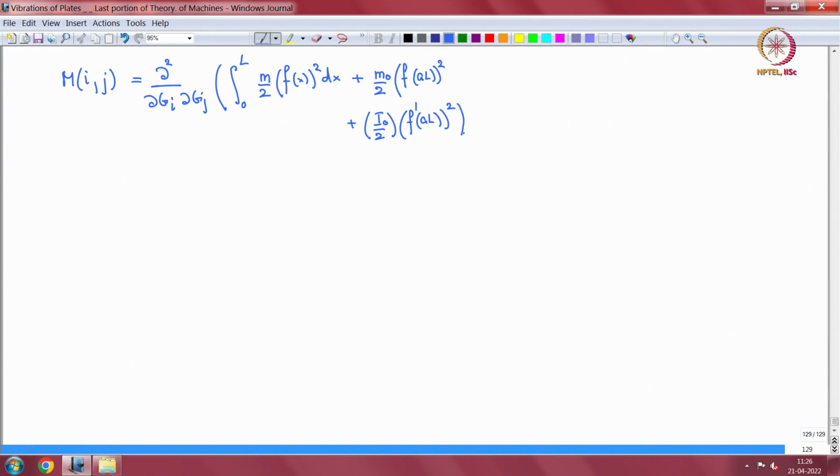Okay, so if you do this derivative, you will get m integral 0 to L phi i phi j dx plus m0 phi i at a, phi j at a, plus I0 phi i dash at a, phi j dash at a.